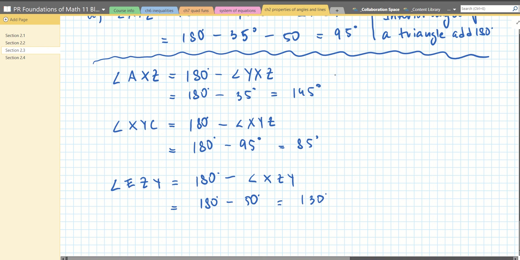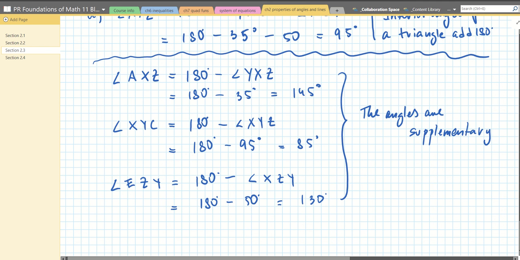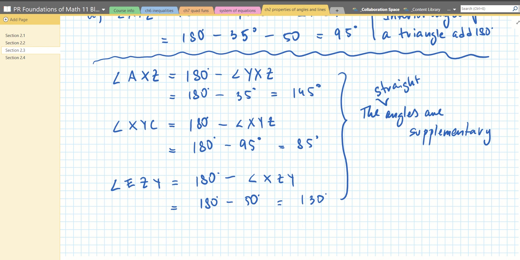So again, the justification for all of these is that the angles are supplementary, or I should even say straight angles, not just supplementary. So straight angles are supplementary. That's our part A. We found all of the exterior angles.